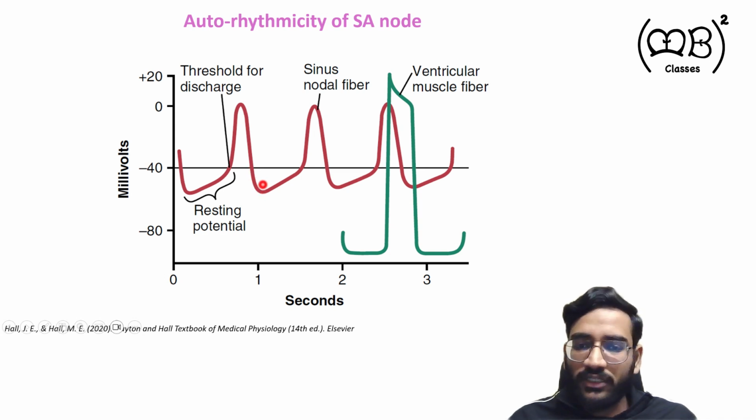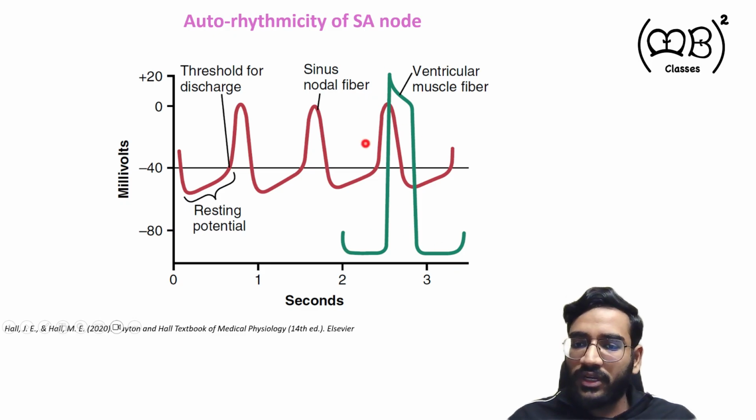Whenever the potassium channels close, again the funny currents increase sodium influx and lead to an increase in the membrane potential. As soon as it reaches the threshold, the same cycle happens again. So this is how rhythmical discharge is taking place, and this is the ventricular muscle fiber action potential which we already saw.